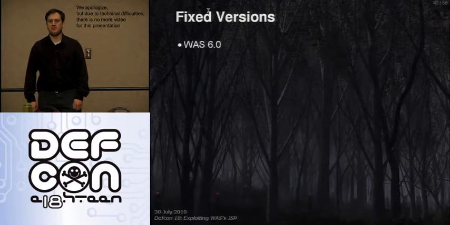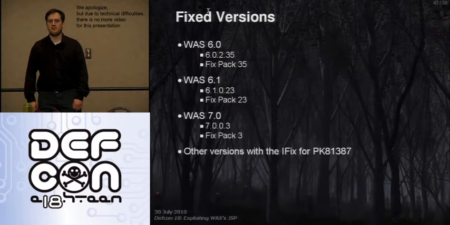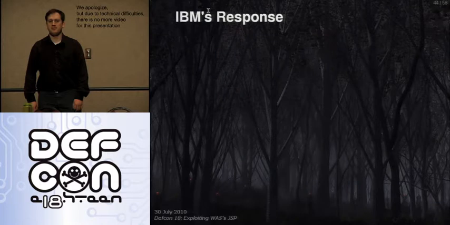In terms of versions, 6.0 was fixed in 6.0.3.5, which is the same as 6.0.2.3, which is fixpack 35. 6.1 was in fixpack 23. 7.0 fixpack 3, and for other versions you can apply the iFix. There were also fixpacks for 5.1 and 5.2, but I don't have access to those to try them. So hopefully you have this done.